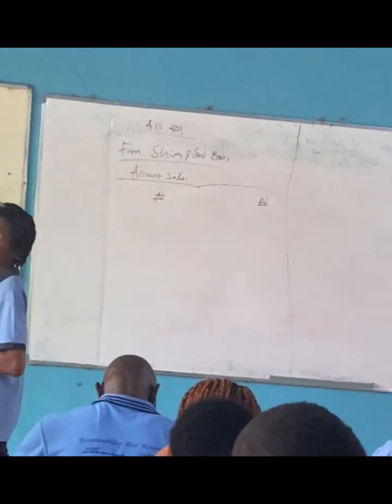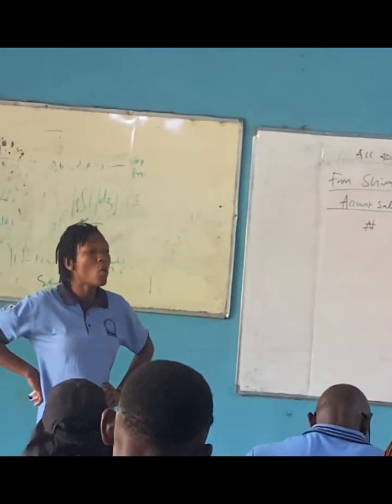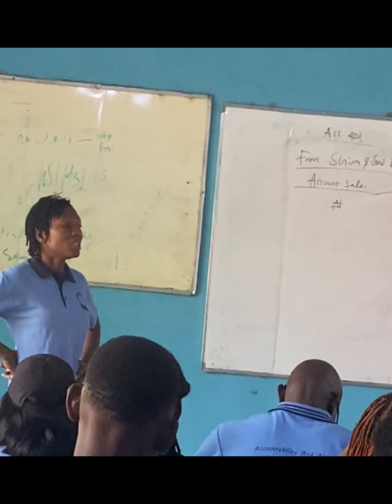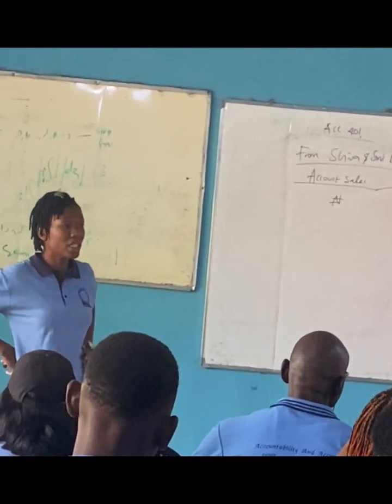We are the agents. So in our own way, we are going to prepare something that looks like a trading account. Are we there now? The account sales look like a trading account for the agent. Are we there?